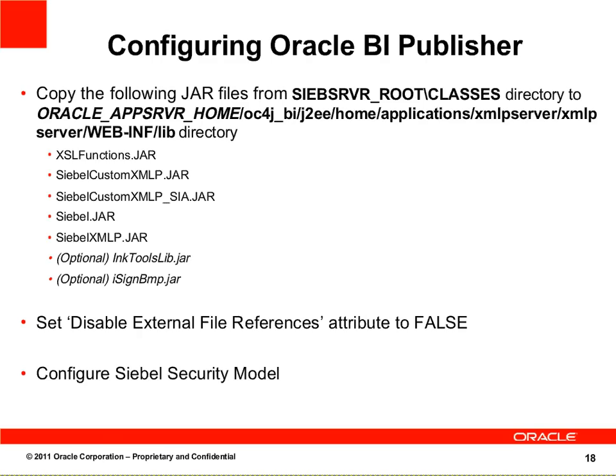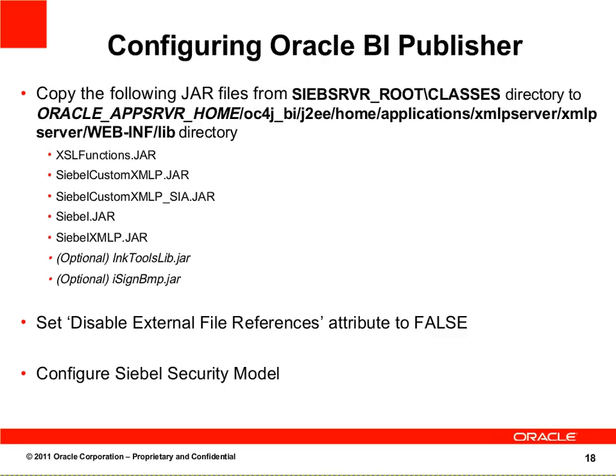Now you have to copy these files, not move them, okay? So that's another thing which people do very often. You have to copy these files to this particular location. It's a long location, but what you can see is right here. This is the OC4JBI, that's the main folder. And under that you have the J2EE, then home, applications, XMLP server, another XMLP server, WEB-INF/lib. So lib, that's the folder where you would copy all these jar files from the Siebel server.